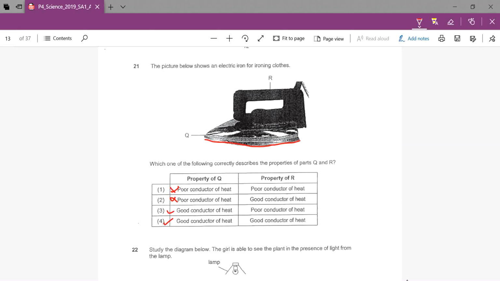But then let's look at the property of R now. It cannot be a good conductor of heat. If it's a good conductor of heat, you're going to burn your hand, and then you can't use the iron. So obviously you have to make it a poor conductor of heat so as to insulate your hand from the heat. The heat is going to travel to the handle.